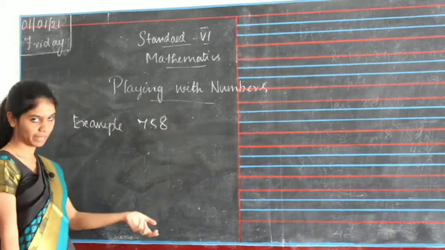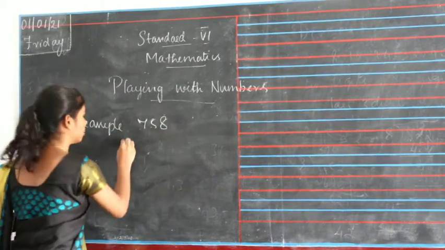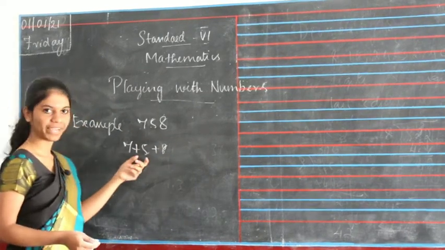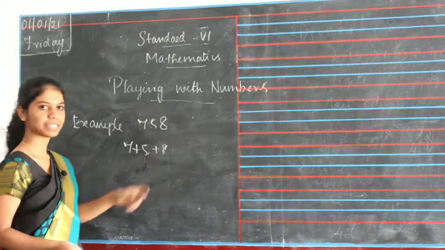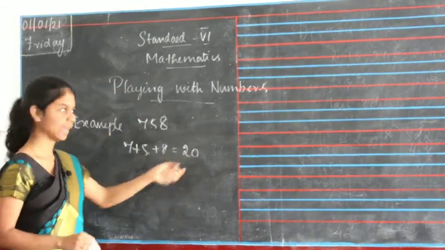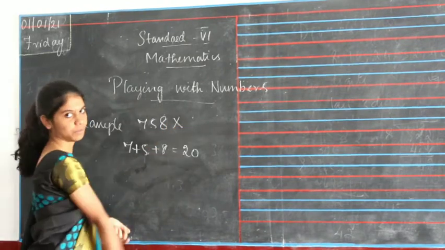Now what we have to do is add all these numbers. 7 plus 5 plus 8. 7 plus 5 will be 12. 12 plus 8 will be 20. This cannot be divided by 9. So this number cannot be divided by 9.